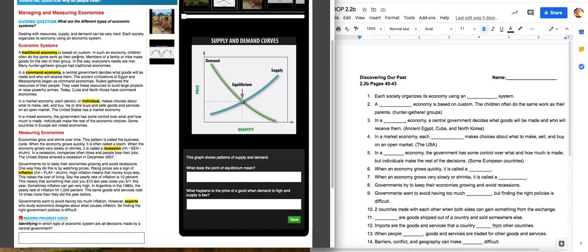Number 2, a traditional economy is based on custom. In such an economy, children often do the same work as their parents. Members of a family or tribe make goods for the rest of their group. In this way, everyone's needs are met. Many hunter-gatherer groups had traditional economies. Okay, so you can see in your notes, you fill in your blank with traditional, and then in parentheses I put the groups that do that.